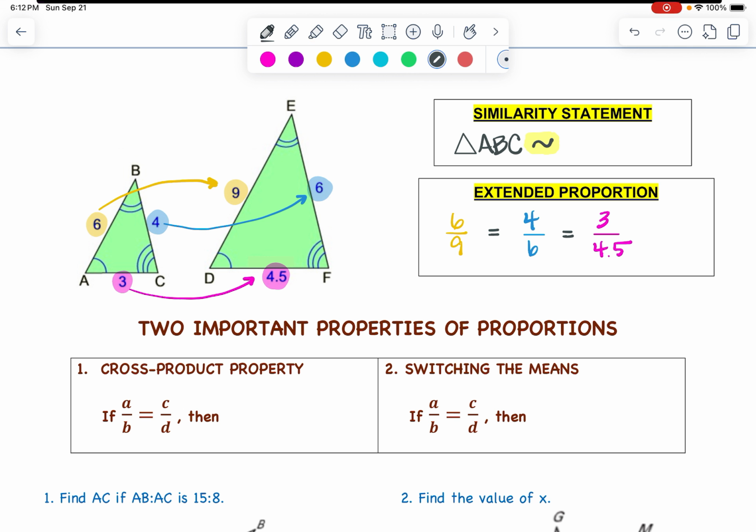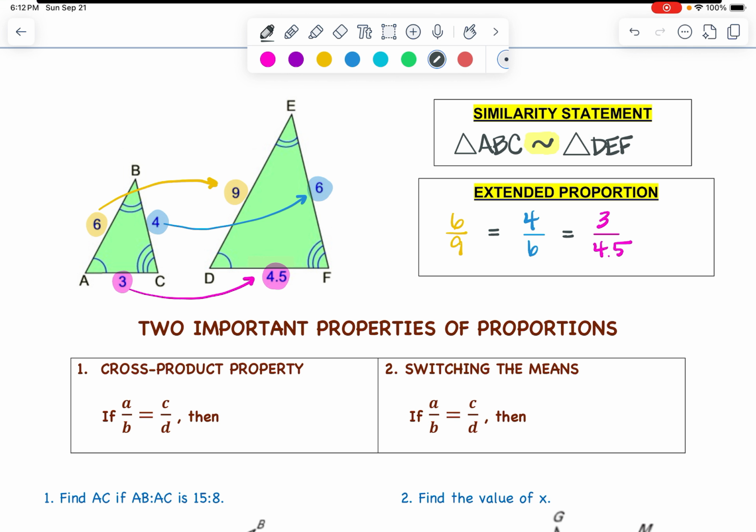Notice it's just the tilde. It doesn't have the equal sign underneath it like the congruency symbol does. And I do need to make sure that I name the other triangle in the exact same corresponding order. So using your context clues, if I say triangle ABC, I have to name the other one triangle DEF. Okay.